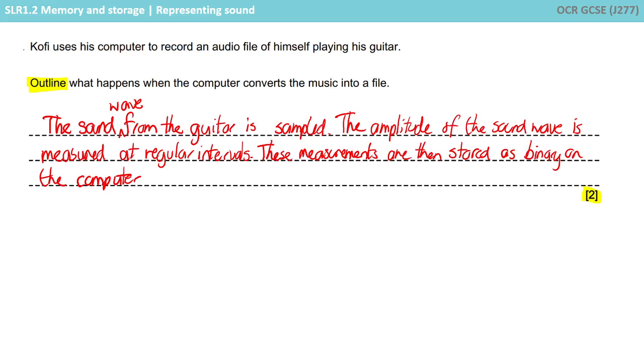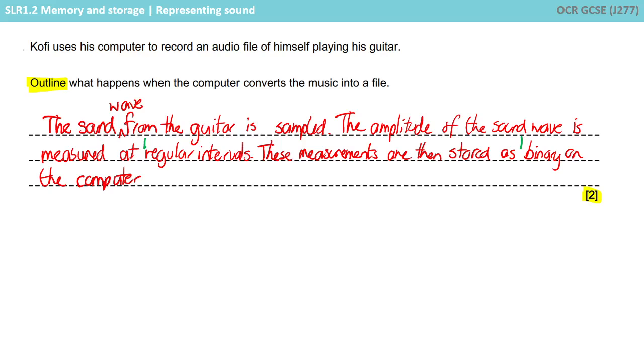You could actually make it a lot simpler. You could just say the height of the wave is measured and then turned into binary. But I always like to put a bit more detail. So converting the music from analog to digital: sampling, measuring the amplitude of the sound wave, and stored as binary. Basically, the way the marks will be allocated here, let's use the green pen. We've got 1 mark for saying measured at regular intervals, and another mark for saying stored as binary. That's the key thing about it being digital. It's got to be stored as a binary number.